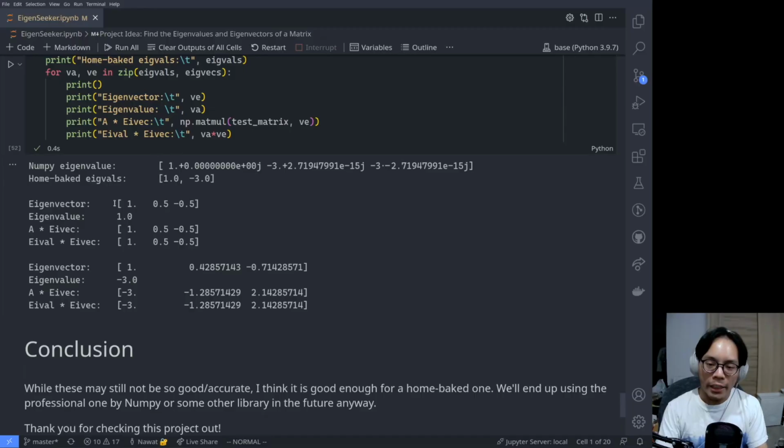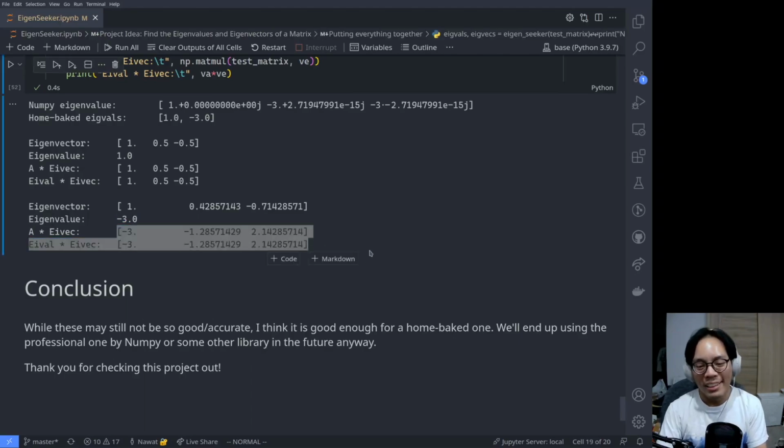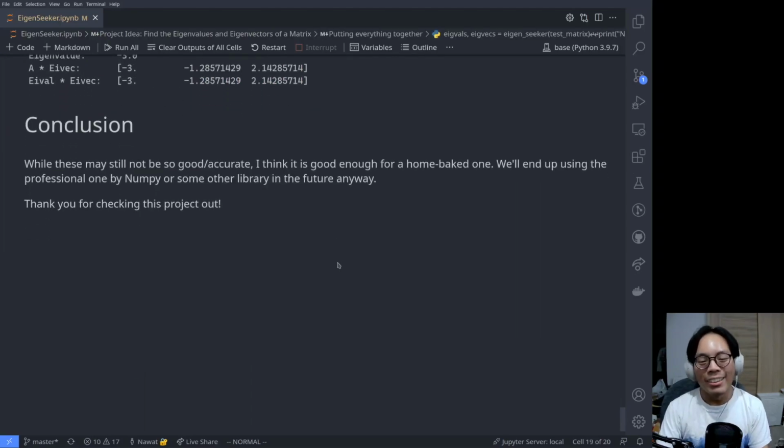Now for the eigenvector, we have this one that corresponds to eigenvalue 1, and we multiply it by A and by the eigenvalue, and you get the same thing. Same thing for the eigenvector that corresponds to eigenvalue minus 3. And yeah, it works.